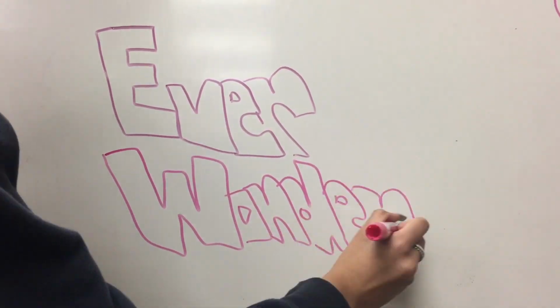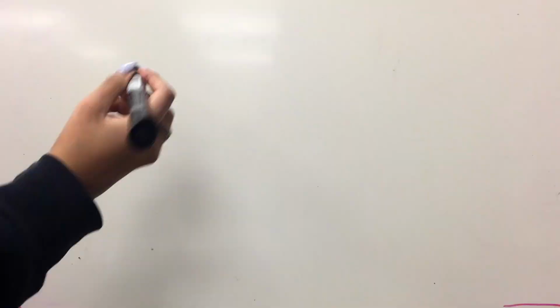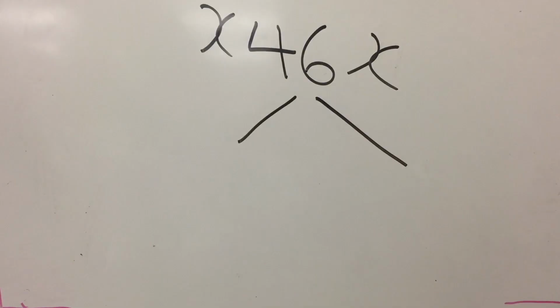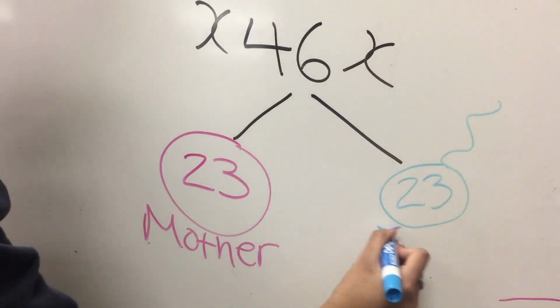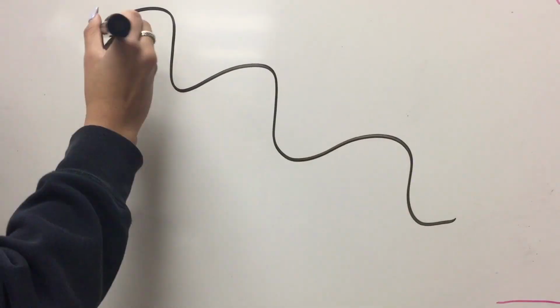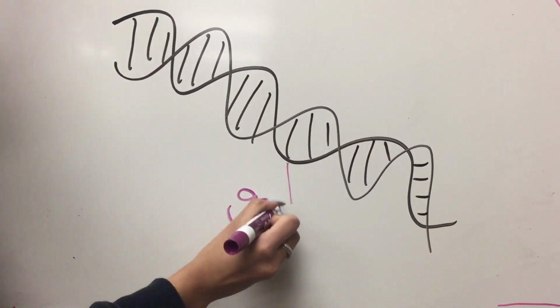Ever wonder if you could genetically frame your identical twin? Every human has 46 chromosomes. 23 chromosomes come from their mother, and the other 23 come from their father. Altogether, these chromosomes contain genes. But what are genes? Genes are a basic unit of DNA that control the development of one or more traits.